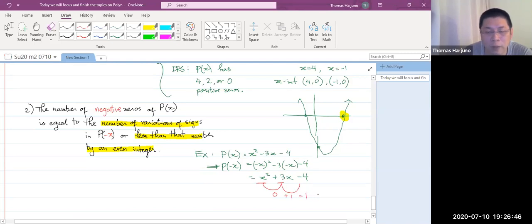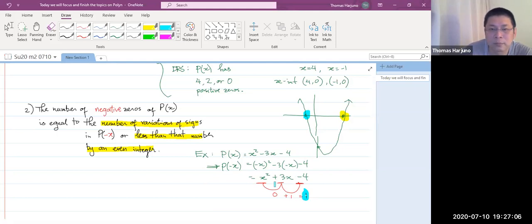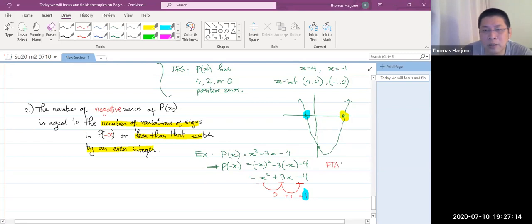Now with one variation of signs, when you subtract 2, it becomes negative. That's impossible. So you must have one negative zero, and that one negative zero refers to this guy. So from the fundamental theorem of algebra, the number of zeros is 2, which is equal to the degree, right? Now the rule of signs actually breaks it up even further: one of them positive, the other one negative.